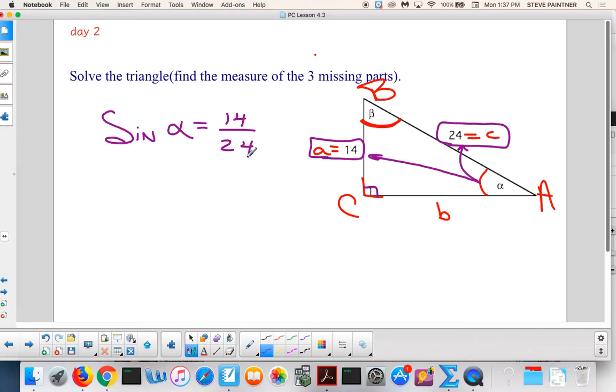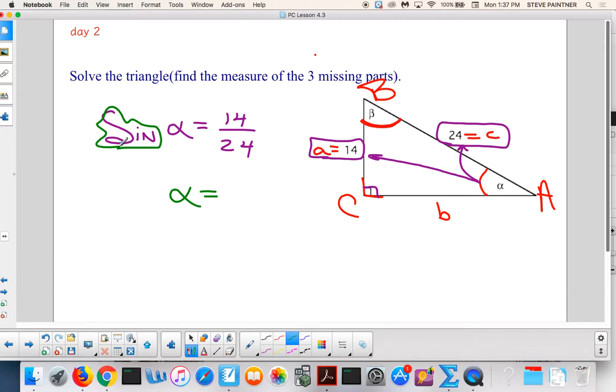Okay, now here's the deal. This is not a non-calculator problem. I'm not expecting you to know what angle gives me this ratio, except for those 30-60s and those 45-45s. So you may use your calculator, and here's the problem. This is what we want. We need this word to go away. How do you get rid of a sine?